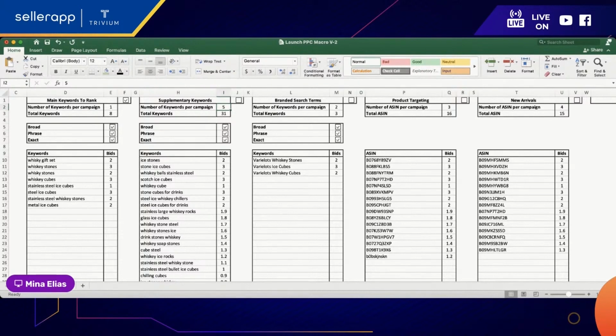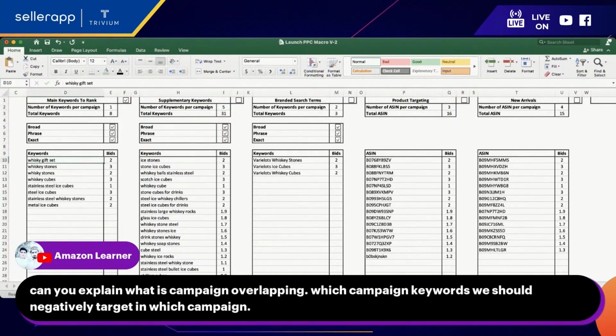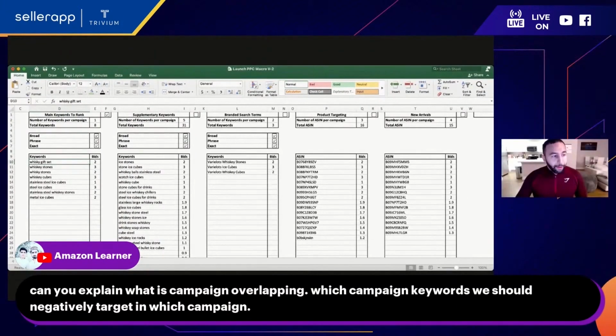Can you explain what campaign overlapping is? Which campaign keywords should we negatively target? We don't negatively target anything here because all of these keywords are completely unique. We're not duplicating anything.